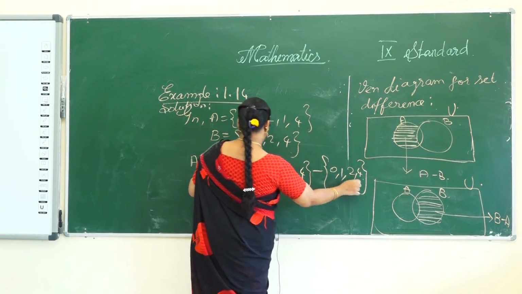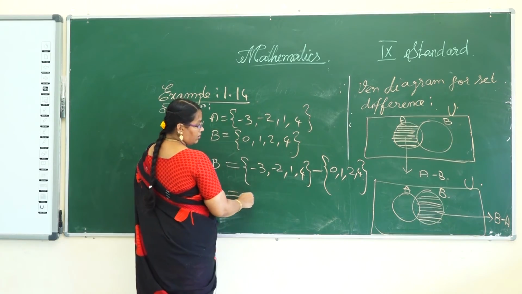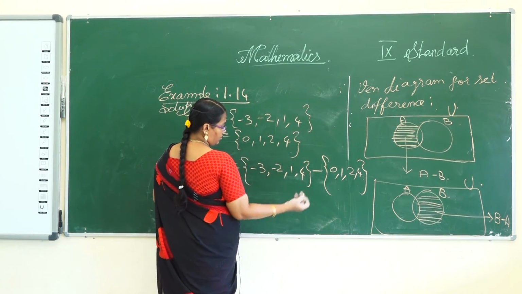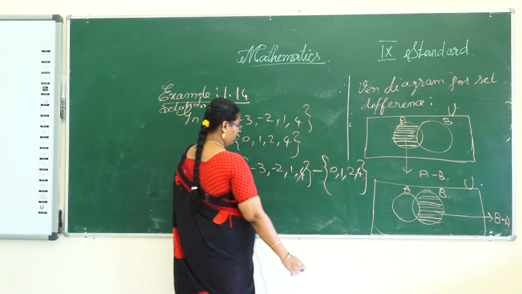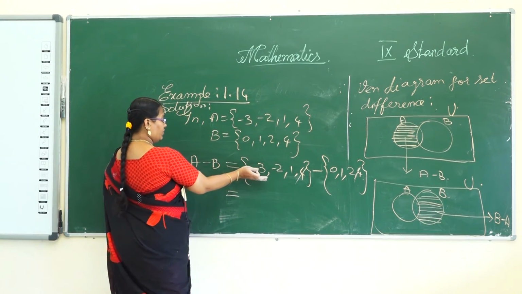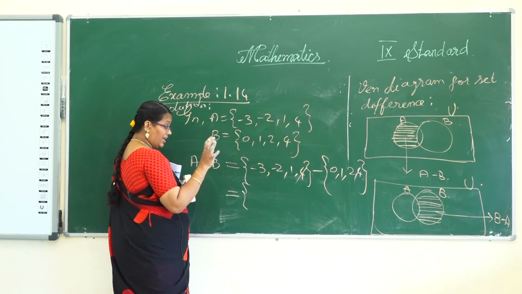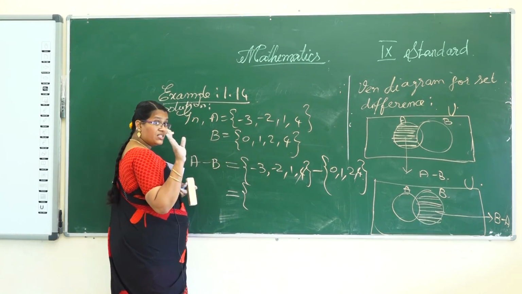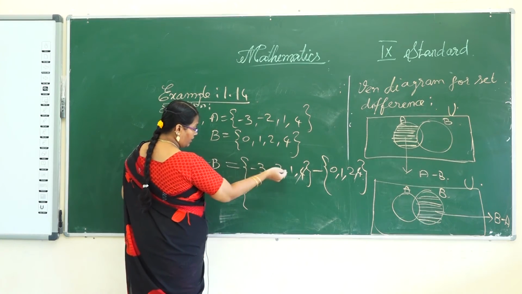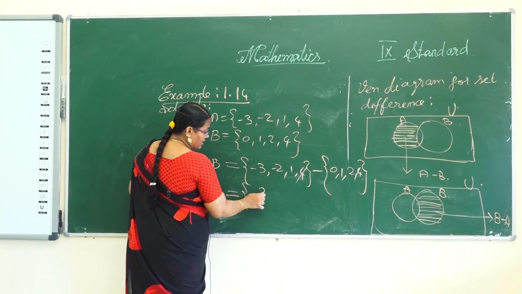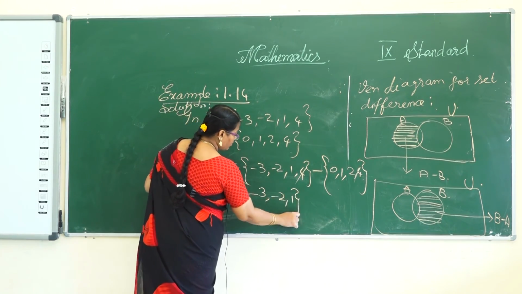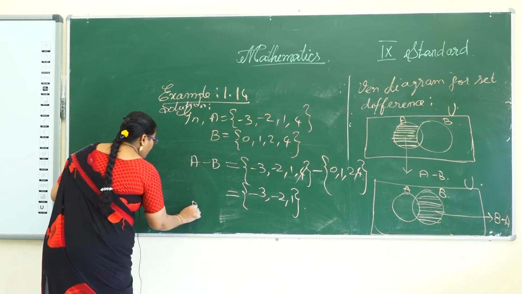The difference. Which are the elements in common? 1, 4. What are the remaining elements in A? Only consider the elements in set A, not the elements in set B. Okay, so what are the remaining elements in set A? Minus 3, minus 2. That's it. And B minus A.